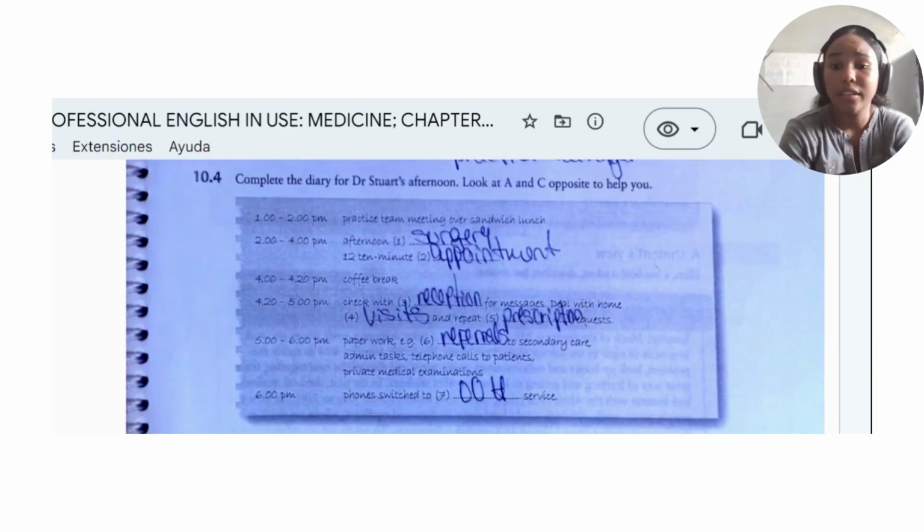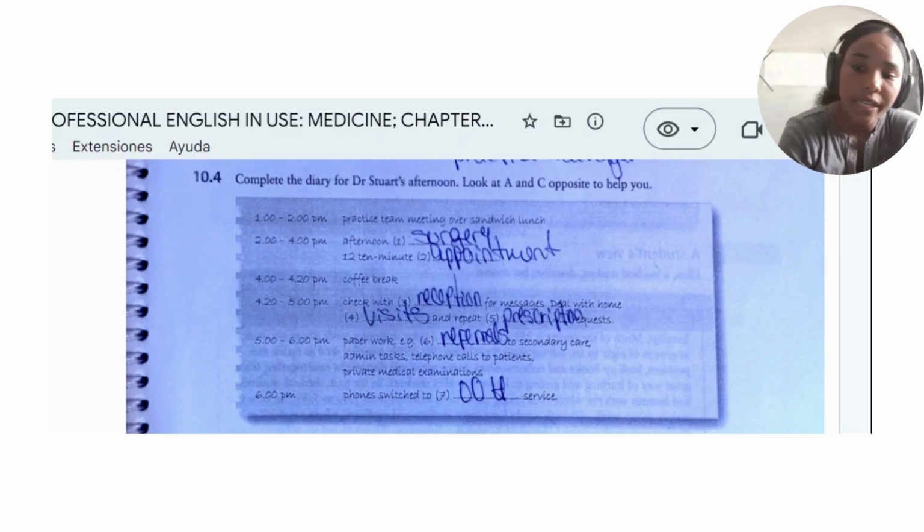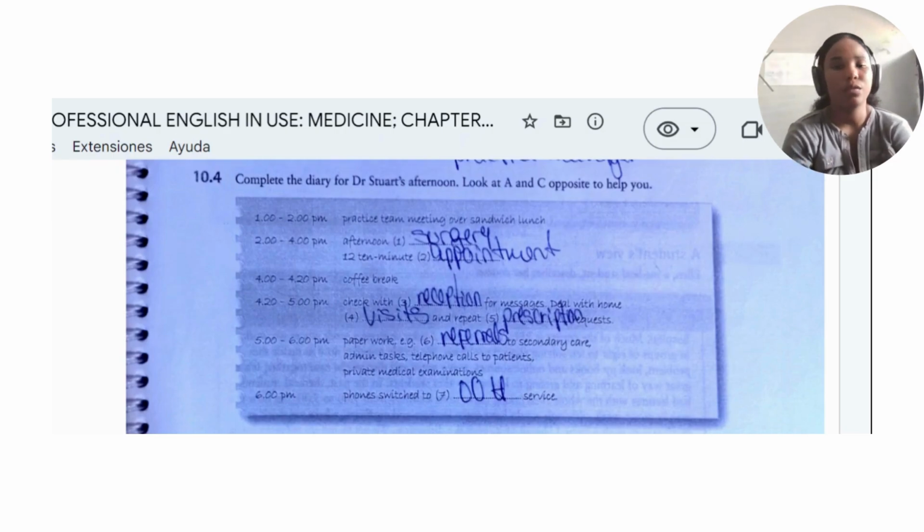Complete the diary for Dr. Stewart, afternoon. Look at A and C opposite to help you. 1 to 2 p.m.: practice team meeting over sandwich lunch. 2 to 4 p.m.: afternoon surgery, 12 10-minute appointments. 4 to 4:20 p.m.: sorry, 4 to 4:20 p.m.